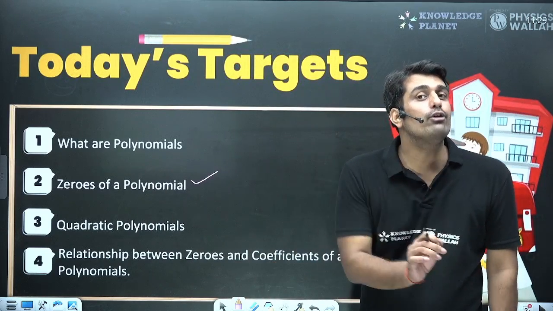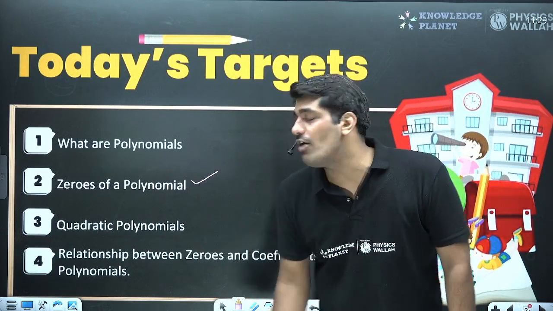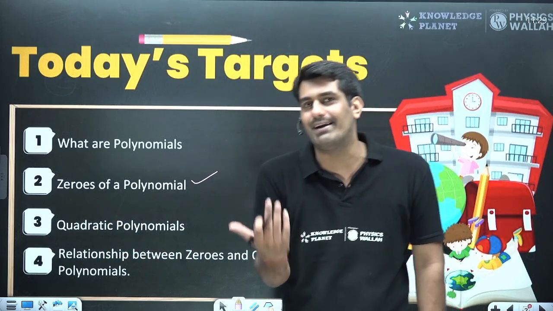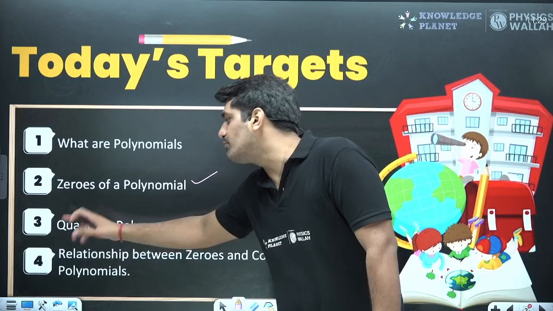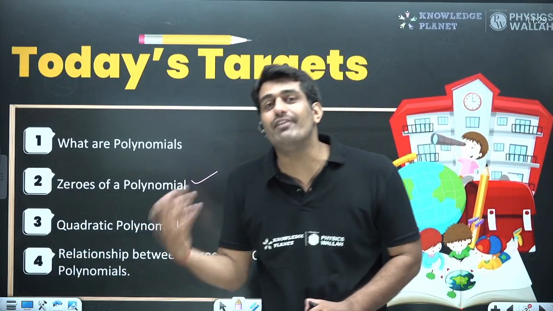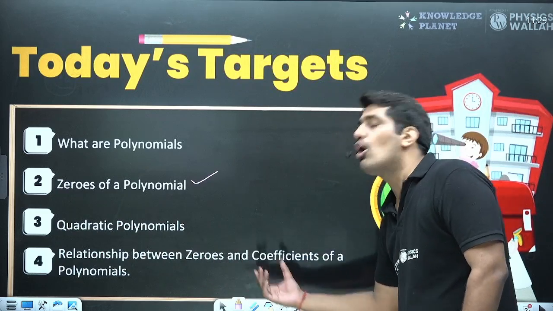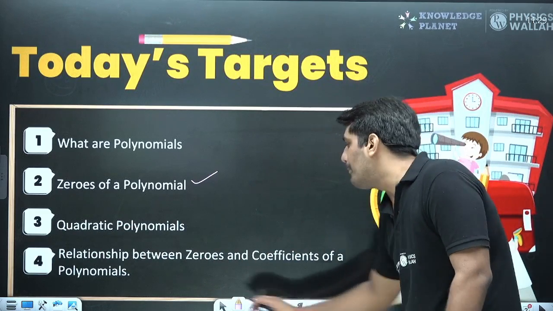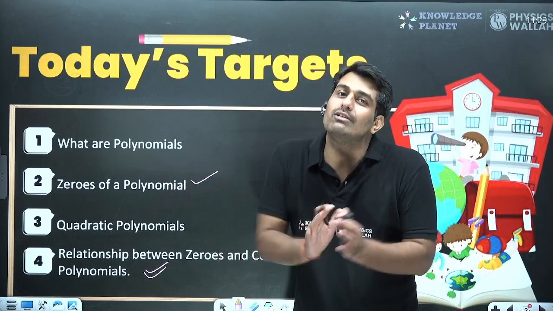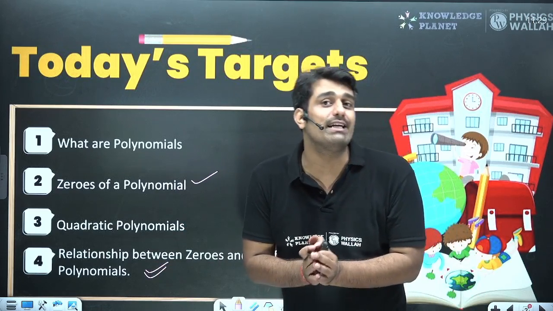Then we are going to talk about the specific concept of polynomial, that is quadratic. Our focus in this chapter is on quadratic. And in quadratic also we are going to talk about a particular thing which is the relation of the coefficients with the zeros of a polynomial. These two topics in this chapter are the key concept.